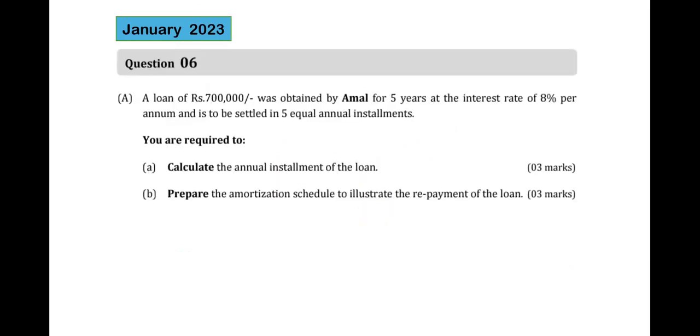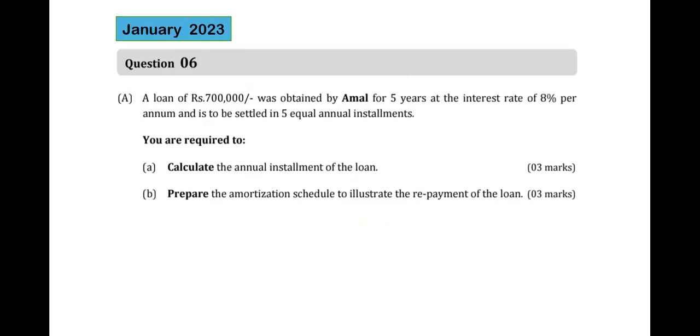Then sixth one. A loan of 700,000 was obtained by Amal for 5 years at the interest rate of 8% per annum and is to be settled in 5 equal annual installments. If you get the loan and settle it in equal installments, what is it?